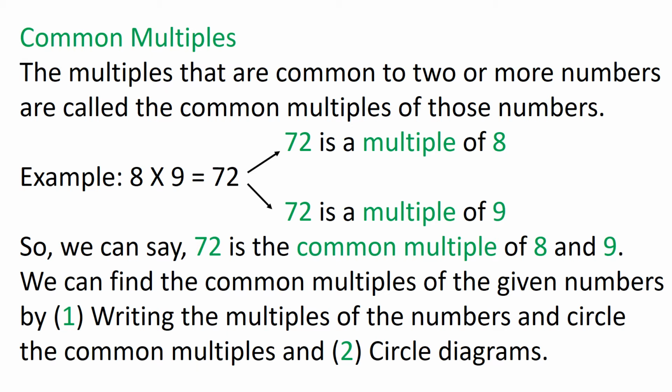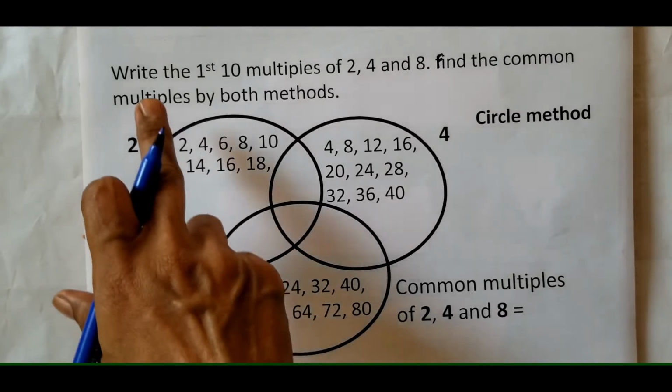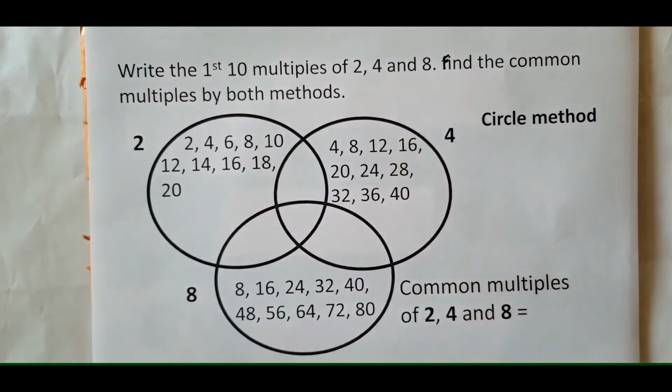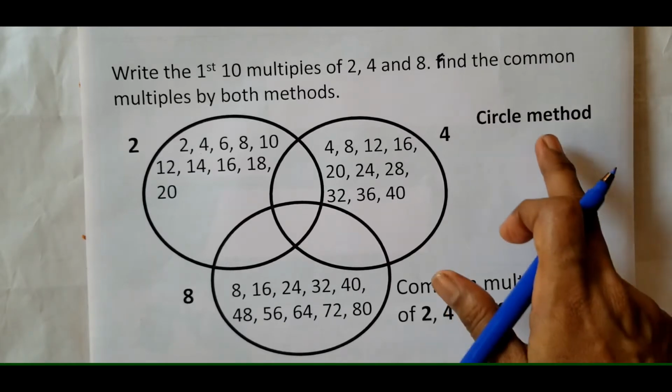We can find the common multiples of the given numbers by 2 methods. Either by writing the multiples of the numbers and circling the common multiples or by circle diagrams. Kids, let us now do one question of finding the common multiples of numbers. Write the first 10 multiples of 2, 4 and 8. Find the common multiples by both methods. Let us do by circle method first.